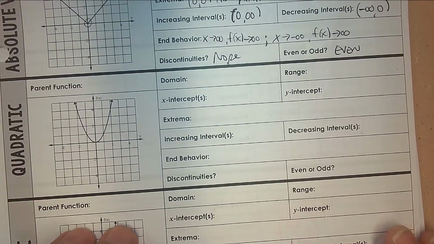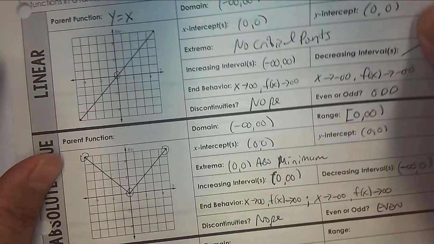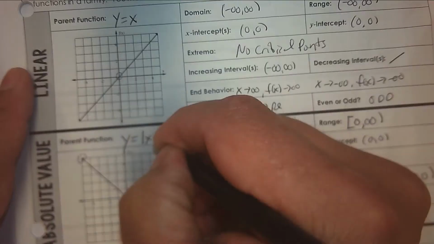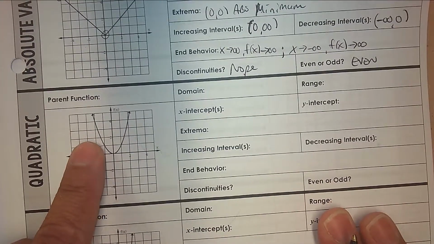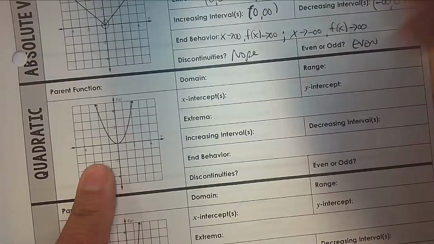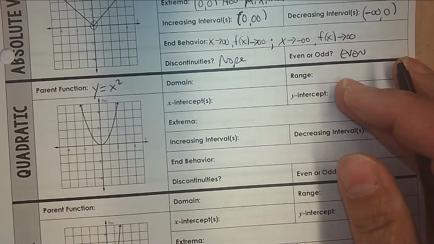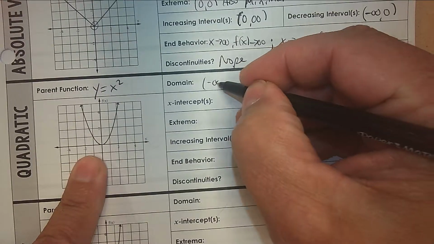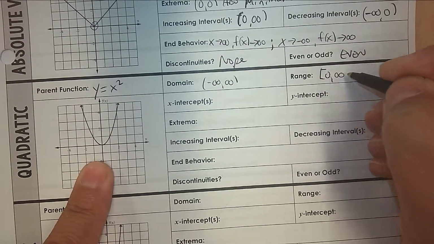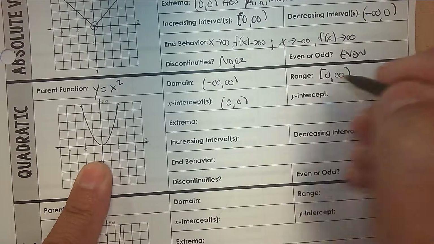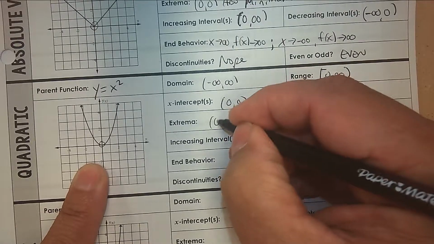Quadratic. You can see the picture. We call that a parabola sometimes. Oh, I didn't even write down the equation for the parent for absolute value. So it's the bars, right, that tell us. For the quadratic, it's y equals x squared. The domain is all real numbers. The range goes from 0 to infinity. The x and the y-intercepts are at 0. We have one extreme point. That's the absolute minimum at 0, 0.